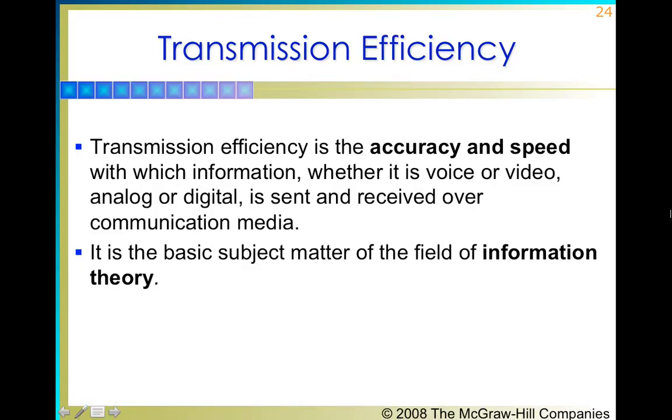There is a terminology called transmission efficiency, which is relevant to the accuracy and the speed of the information. We can have voice information, video information, analog and digital information which are communicated from the transmitter to the receiver. The transmission efficiency reflects the accuracy and speed of the data being sent from the transmission side to the reception side, and it falls under the subject named information theory.